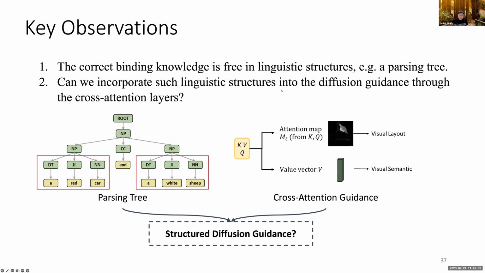Okay, so we have observed some interesting stuff. First, the correct binding knowledge is free in linguistic structures. If we do a semantic parsing of the text prompt, we can easily bind the attribute and the object together, right? But can we incorporate such linguistic structures into the diffusion guidance process through the cross-attention layers? Can we somehow inject that linguistic knowledge to enhance the compositionality of those models?